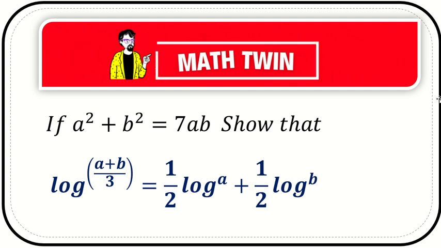Hello everyone. In this video, we are given the identity a squared plus b squared equals 7ab. So we have to show that log base 10 of (a plus b) over 3 equals half log a plus half log b.